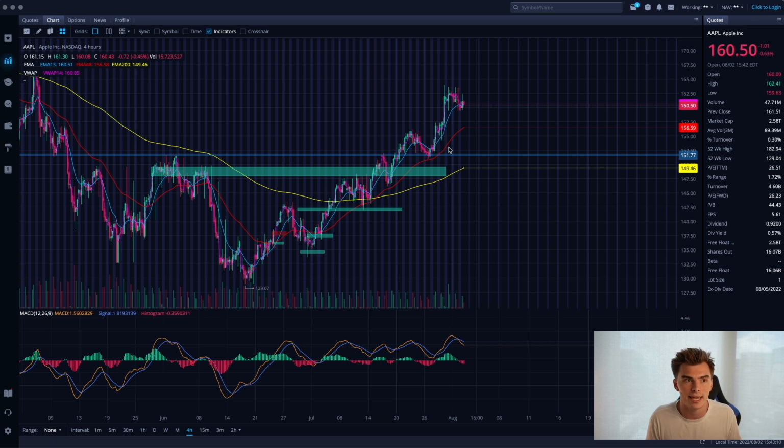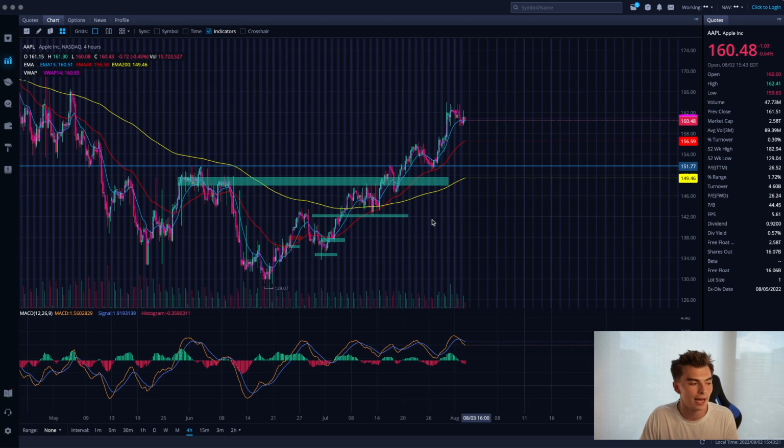You're not going to be using a 1-minute supply and demand zone if you're trying to trade on the longer time frames, because those can get blown through very quickly. So taking a look at Apple here, here's what I look for when I am trying to plot out these supply and demand zones, specifically on the 4-hour time frame.